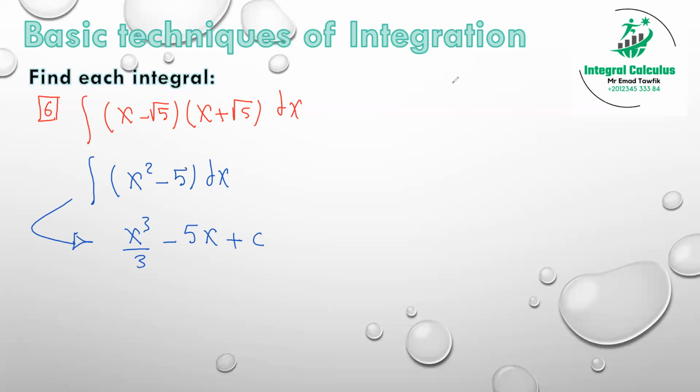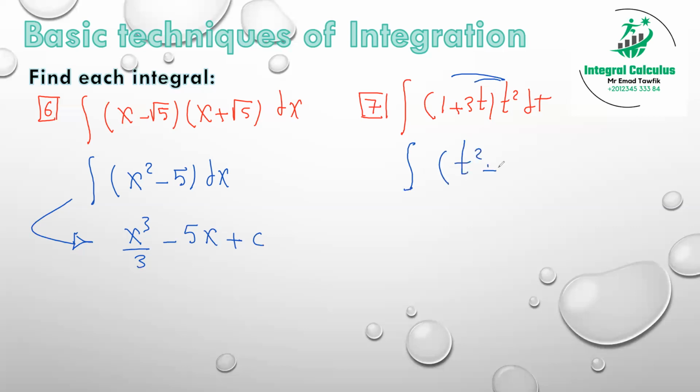And for the next problem, in number 7, if I ask you to integrate (1 plus 3t) multiplied by t squared, dt. For a problem like this, you have to distribute the t squared. I didn't do my integration yet, so you have to give me the integration symbol. T squared multiplied by 1 is t squared, plus 3 multiplied by t times t squared, which is 3t cubed, and then dt.